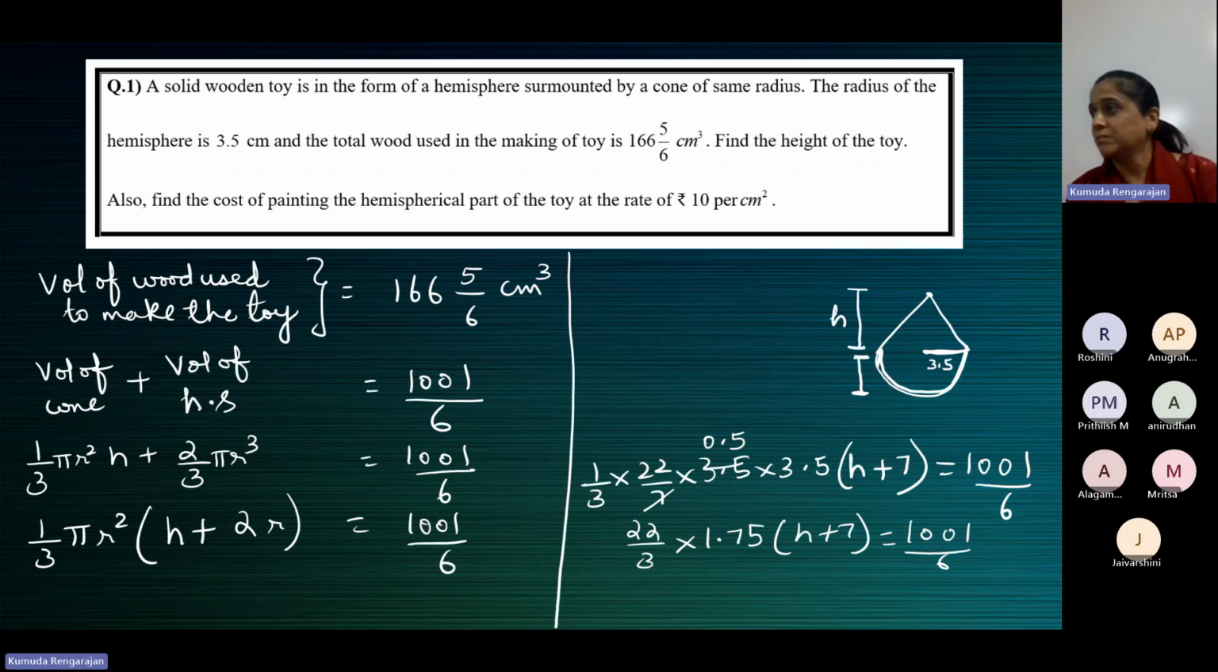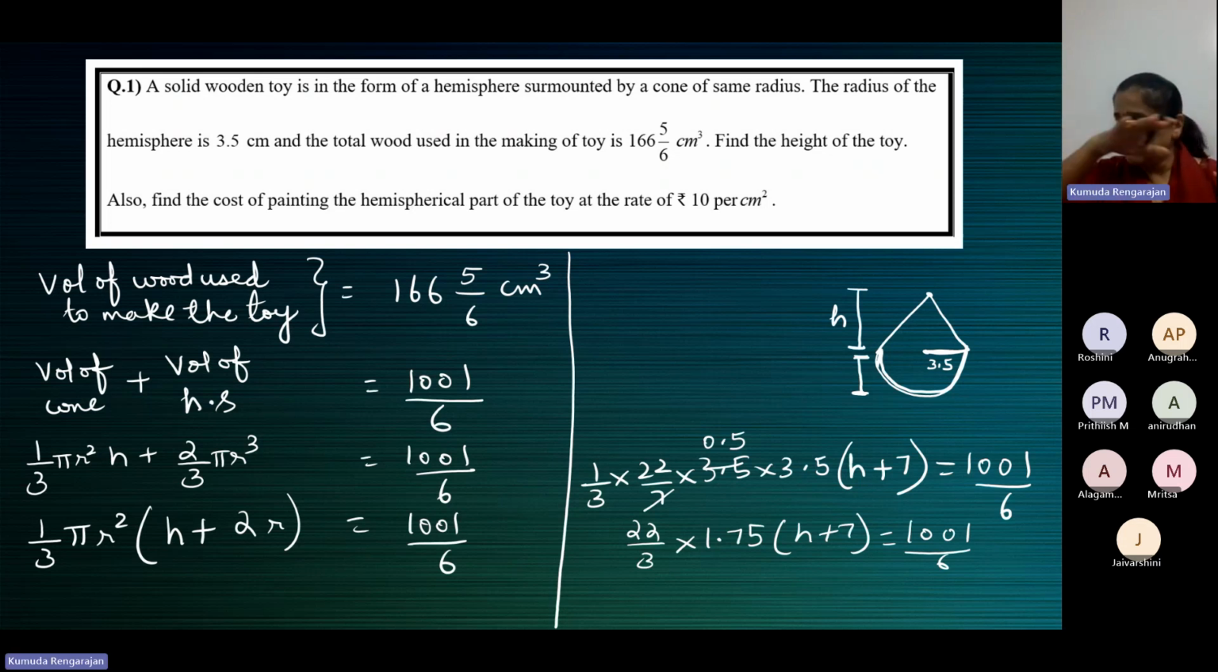per centimeter square. So what should you do? What should you find? Area, no? Whenever it's painting, it's area. Whenever it's painting, it's area. Okay. So cost of painting, it's just a surface, the outer surface.